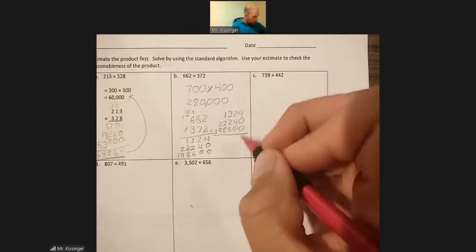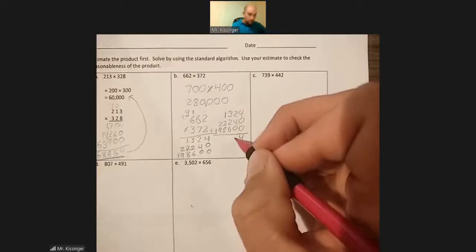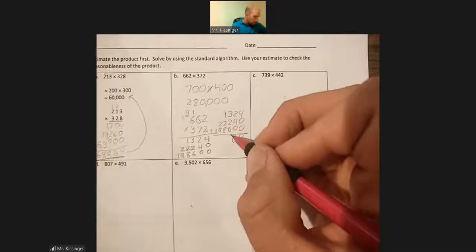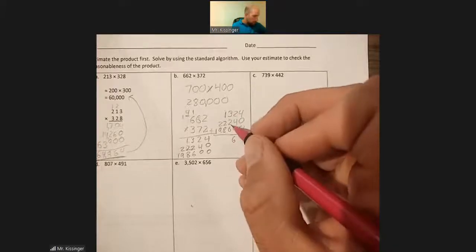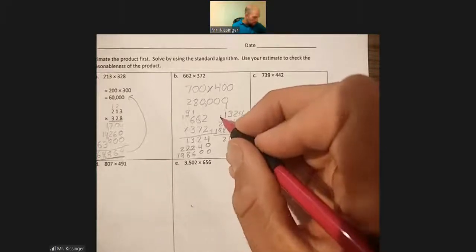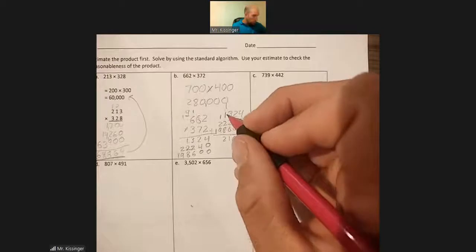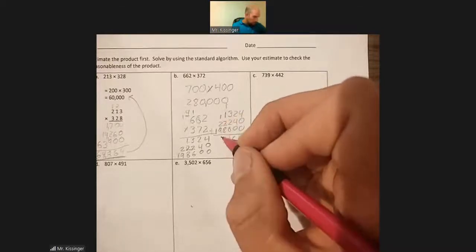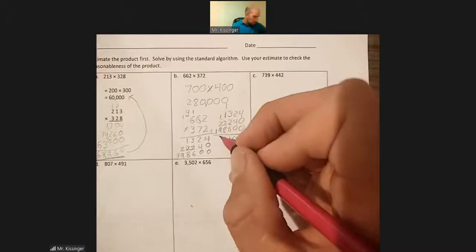We'll add all these together. We get 4, 6. 6 plus 2 plus 3 is 11. 12. 8 plus 2 plus 1 plus 1. And then 9 plus 1 is 10, plus 2 is 12.